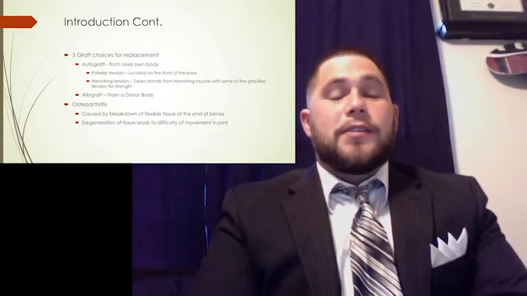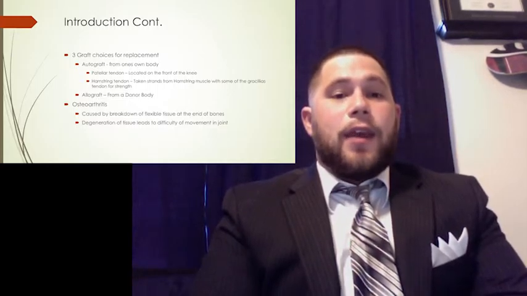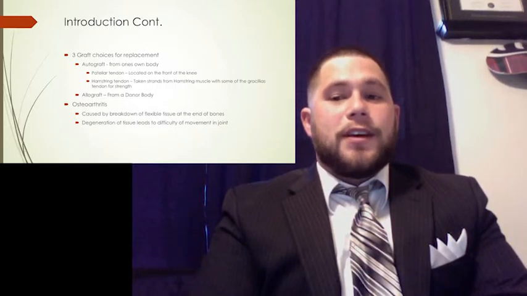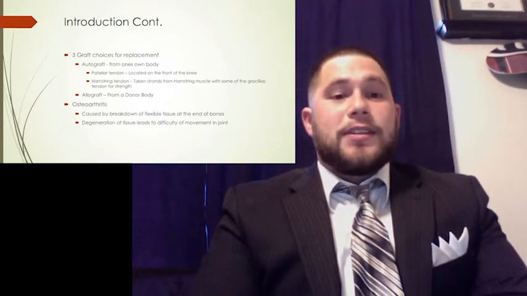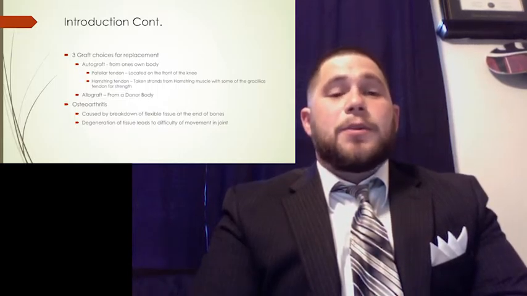The autograft, which means it is from your own body, has 2 choices: the patellar tendon graft, which is taken from the front of the knee, or the hamstring tendon graft, which is taken from the hamstring muscle and is oftentimes spindled together with the gracilis tendon to add strength. The third choice is an allograft, which is taken from a donor body.